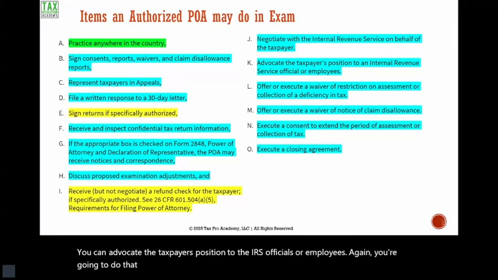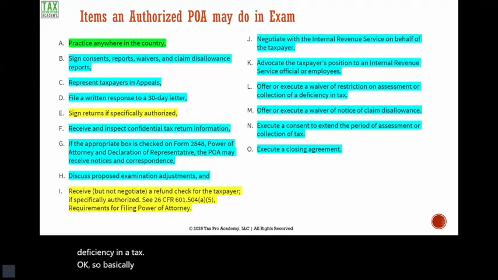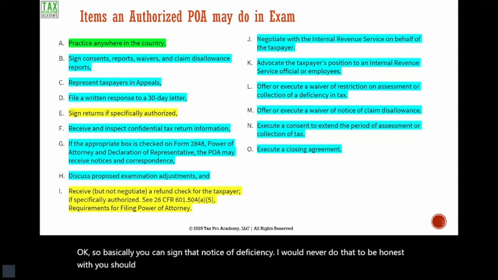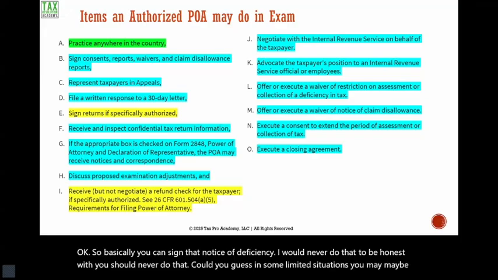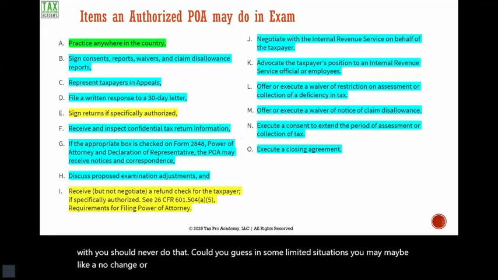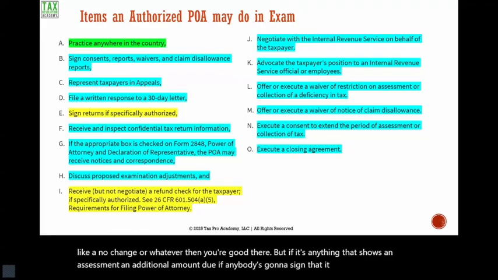Offer or execute a waiver of restriction on assessment or collection of a deficiency in tax. Basically, you can sign that notice of deficiency. I would never do that. To be honest with you, you should never do that. Could you? Yes. In some limited situations, maybe like a no change, then you're good there. But if it's anything that shows an assessment and additional amount due, if anybody's going to sign that, it really needs to be the taxpayer.